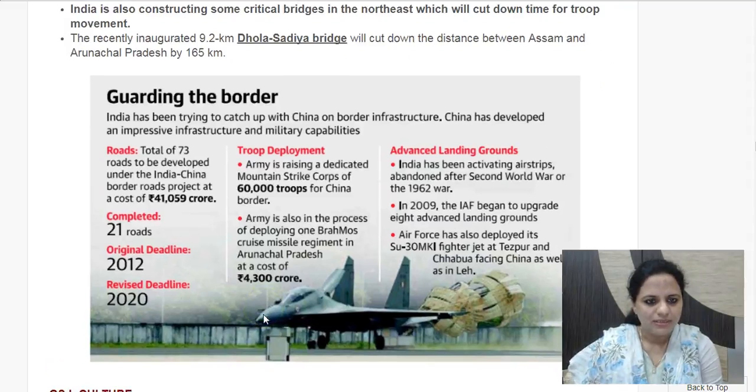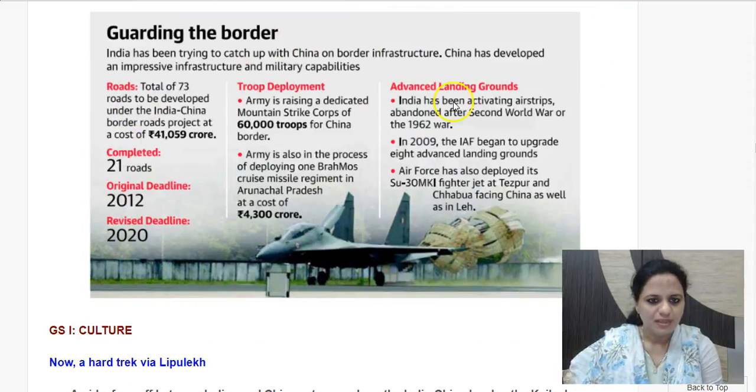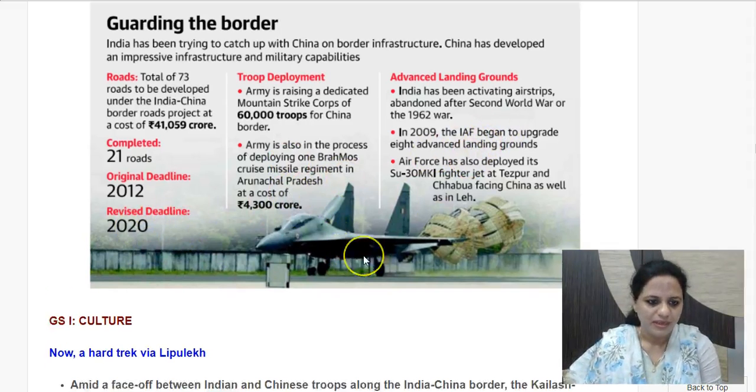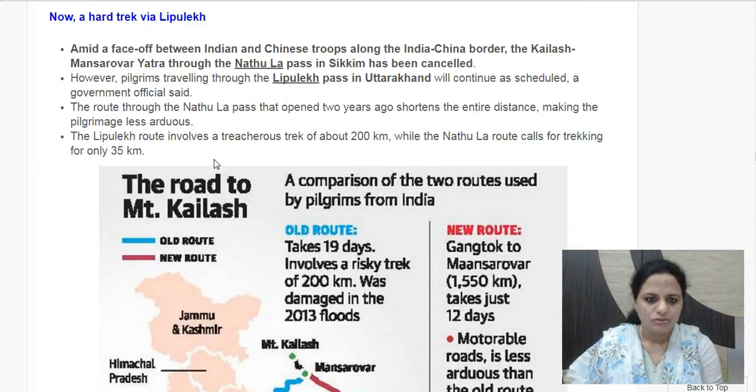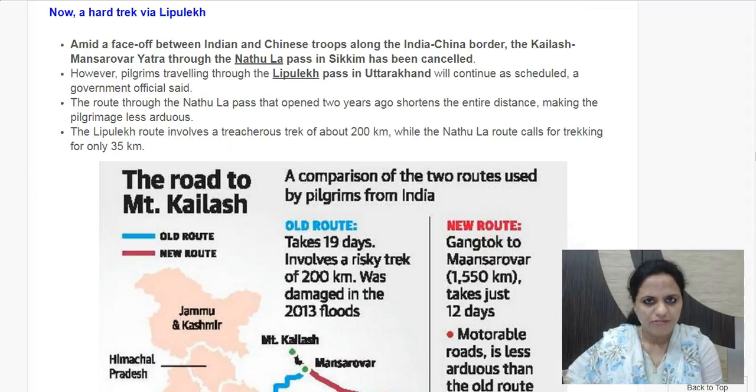And this is the whole detail given here. You can see the roads constructed, the deadline, and how the deadline has now been extended to 2020, and we are said to be 10 years behind China in completing these border road projects. Okay. Then next is now a hard trek via Lipu Lake. So this is also in the context of the present standoff between the Indian and Chinese groups. One point to be highlighted is that the Chinese army also stopped the pilgrimages, the pilgrims who were going to Kailash Mansarovar.